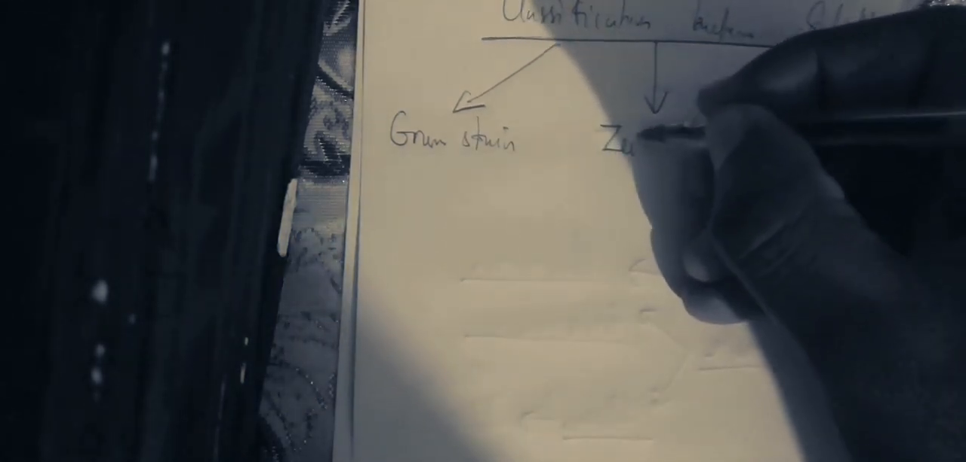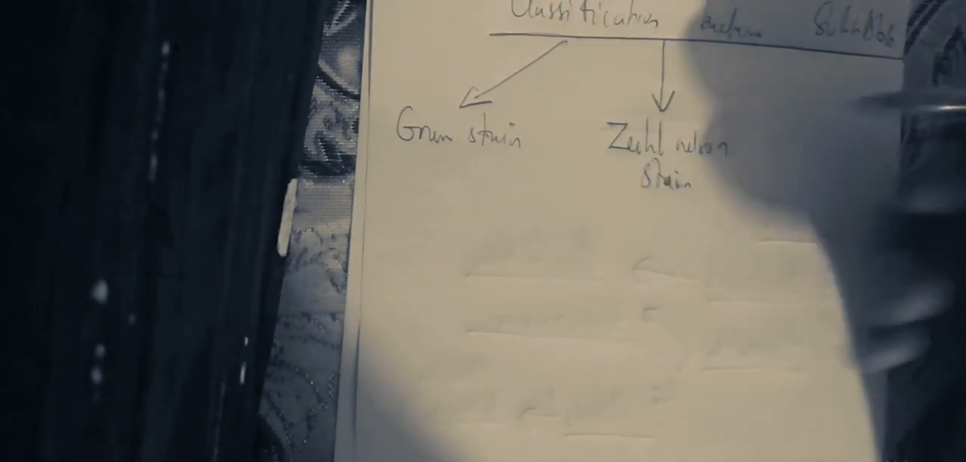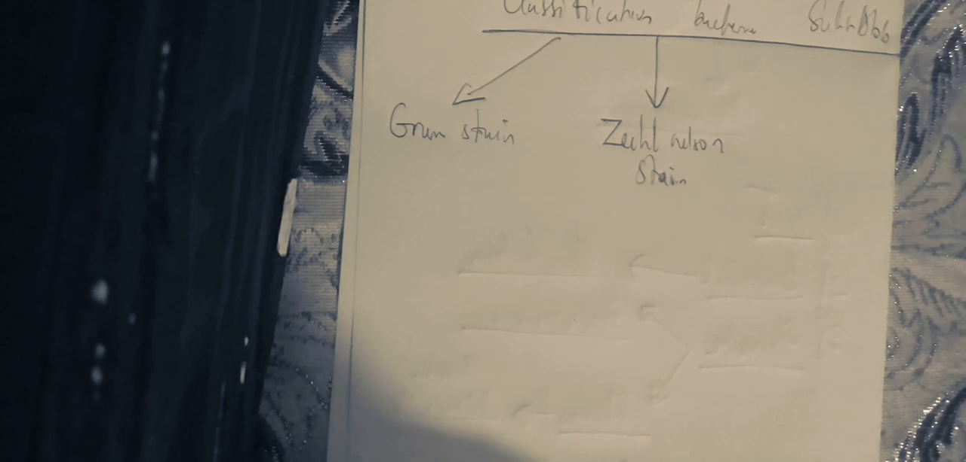So in this tutorial, we are going to visualize classification of bacteria according to Schwartz. Now, for the classification of bacteria according to Schwartz, you need to classify bacteria into three. The first classification group, we are going to have the gram stain. That is the first classification group of bacteria. The second classification group of bacteria, we are going to have the Ziehl-Neelsen stain.